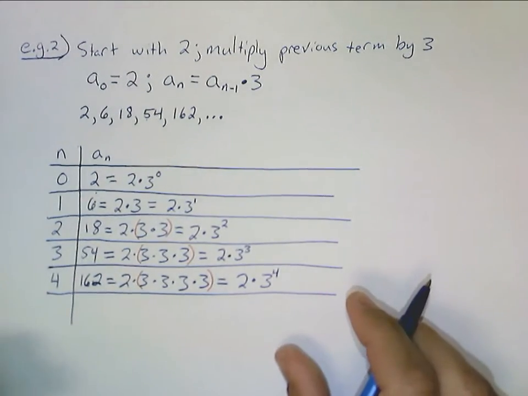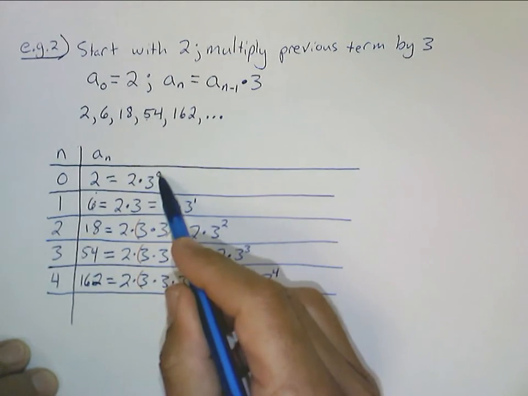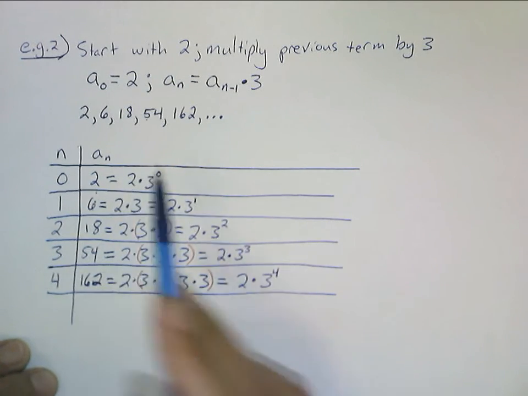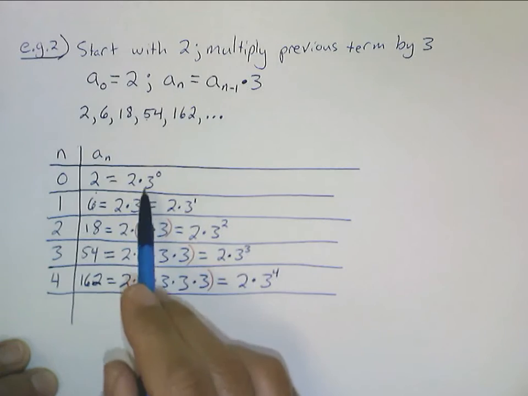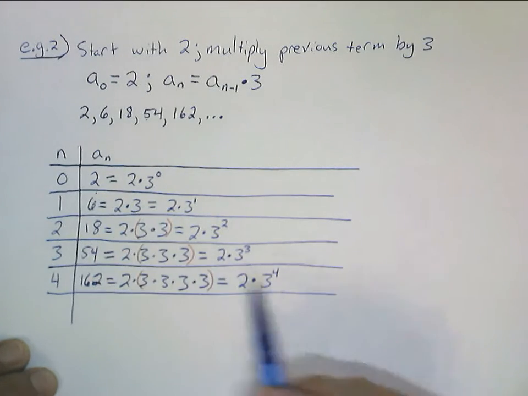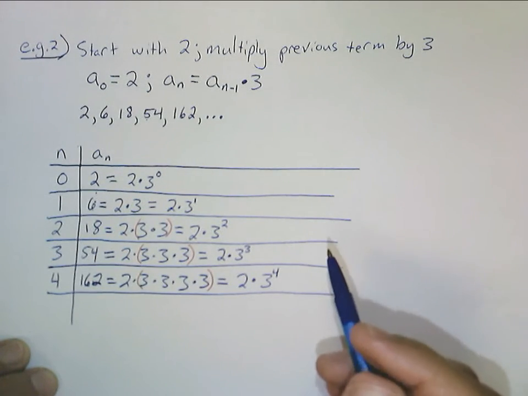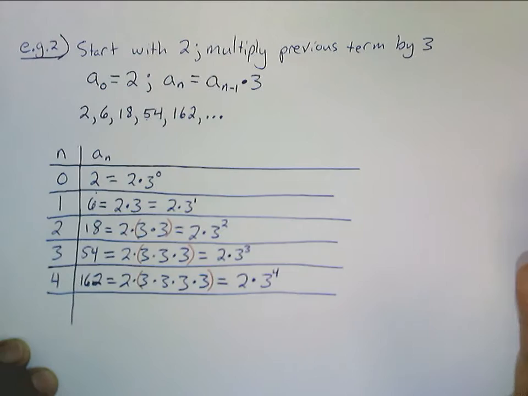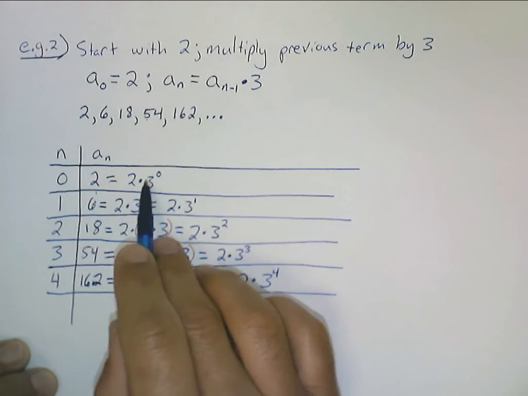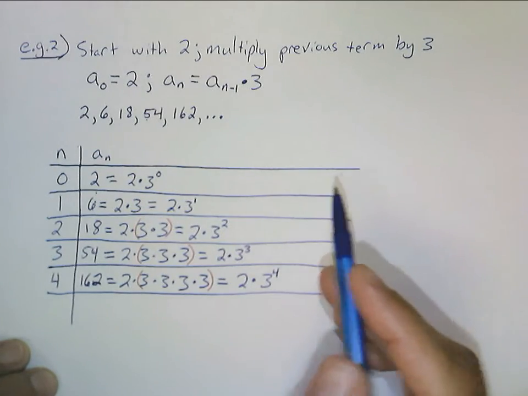Hopefully you remember that from last year. Anything raised to the power of 0 is 1. So 3 to the 0 is 1. 2 times 1 is, of course, just 2. Now, that's not just definitional, there's reasons why, and we'll get into why something raised to the power of 0 is always going to be 1, except for 0. 0 to the power of 0 is something else entirely. But any number that's not 0, raise it to the power of 0, you get 1.